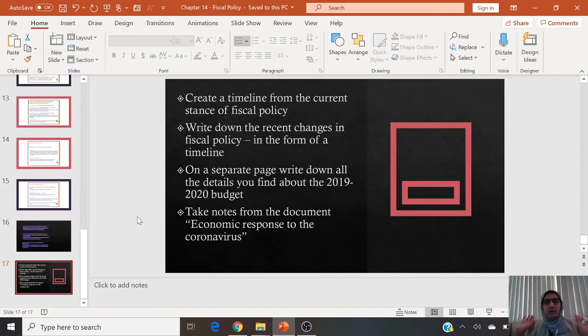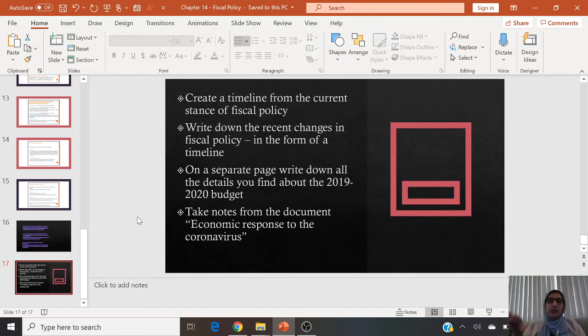I'll try and give you some time in class tomorrow. I'm not too sure, but I'm going to open up the submission box for this until Friday, 11:59 p.m. So you have the whole day today and the whole day tomorrow to do this. But this is really, really important. These are notes that you need for fiscal policy.